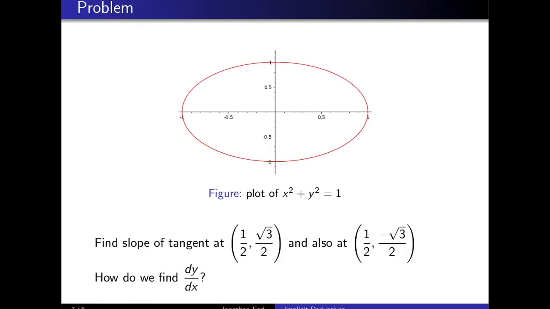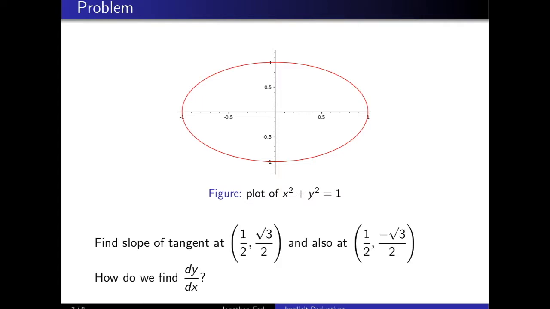Okay, so let's start with this. The graphic is supposed to be a unit circle, but as you can see, the x-axis is longer than the y-axis, so it kind of looks like a football, but it's the unit circle, trust me. The unit circle has the relation x squared plus y squared equals 1. So let's find the slope of the tangent line at 2 points: 1/2 and square root of 3 over 2, and also 1/2 and minus square root of 3 over 2.